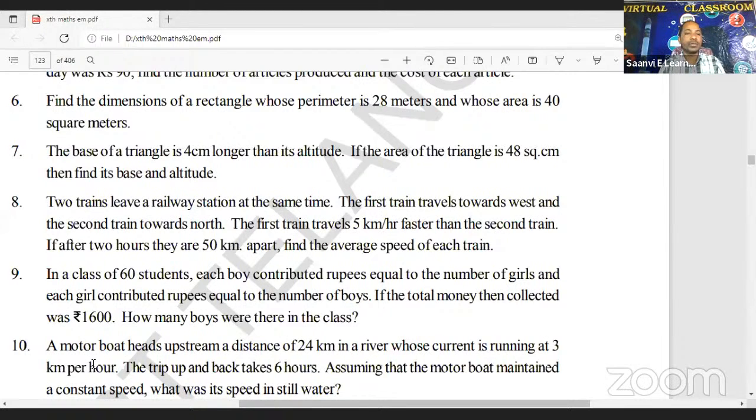Okay, very good. So what is it saying here? A motorboat heads upstream a distance of 24 kilometers in a river whose current is running at 3 kilometers per hour. The trip up and back takes 6 hours. Assuming that the motorboat maintained a constant speed, what was its speed in still water? It means the speed of the boat in still water is what is asked.